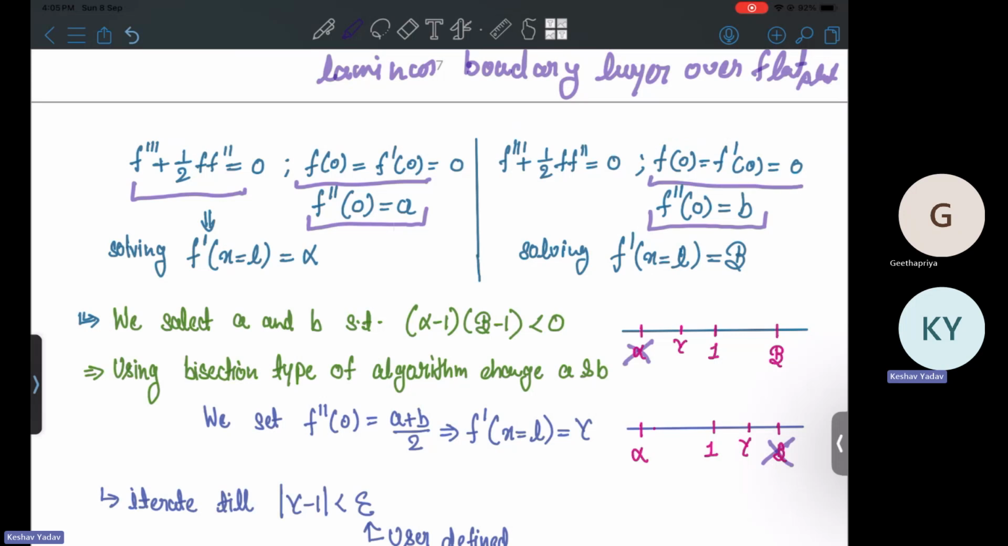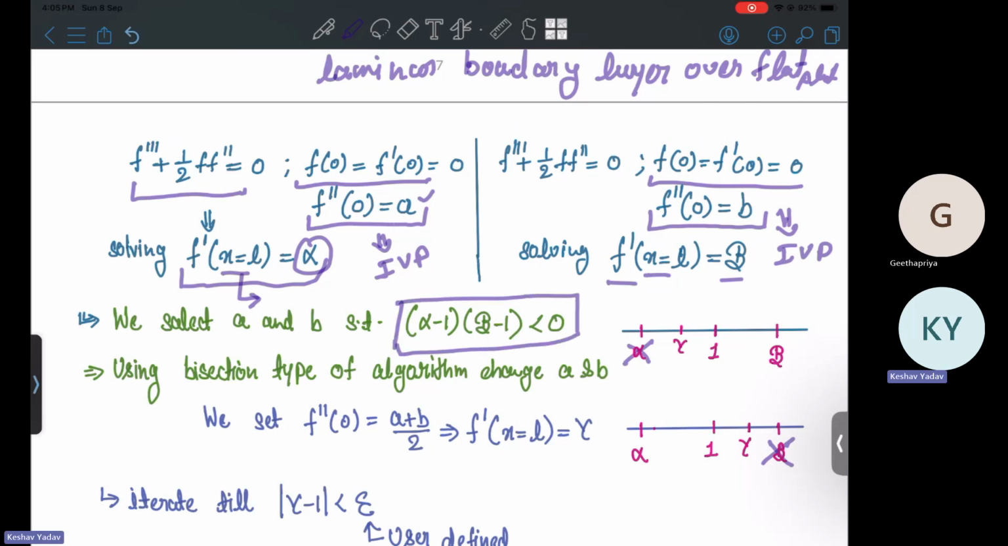So this is the first initial value problem, and this is the second initial value problem. Okay. And this A and B, I need to choose such that when I solve this and come up to the solution, and by that solution I find f prime at x equal to L, that gives me alpha. Similarly, f prime at x equal to L gives me beta from the second equation.